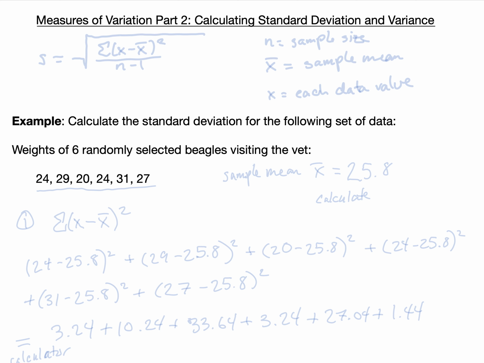In this video, we'll calculate the standard deviation for a couple of small examples. So we saw in the previous video that the standard deviation of a set of data is given by the formula: square root of the sum of each data value minus the mean squared, divided by n minus 1. And again, n is the sample size, x bar is the sample mean, and little x stands for each individual data value.